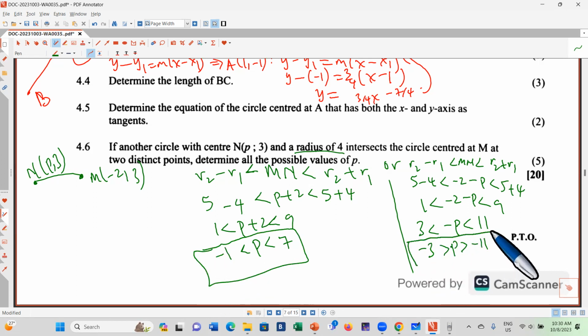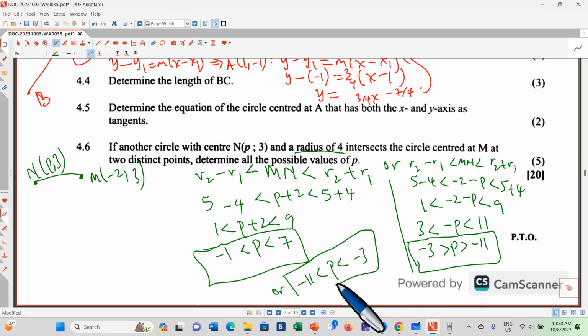So we have this. Then you have minus 1 less than p less than 7, so you can write it like that. Or the other one can be written as minus 11 less than p less than minus 3. So these will actually be the two answers.